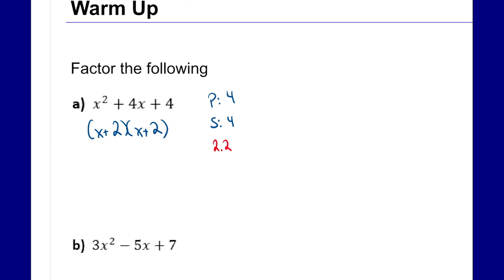We could also recognize that the last number is a perfect square. The first term is a perfect square. And when I multiply them together, 2 times x, and then when we double it, we get our middle number. So it does check off all the boxes of being a perfect square trinomial as well. So different ways that we could factor this.